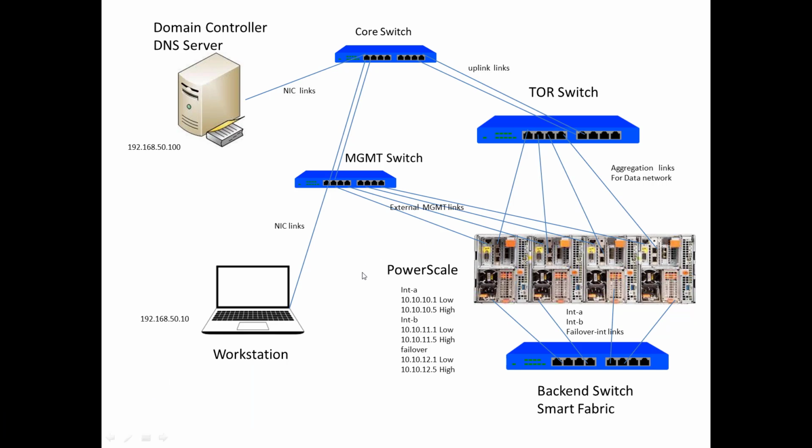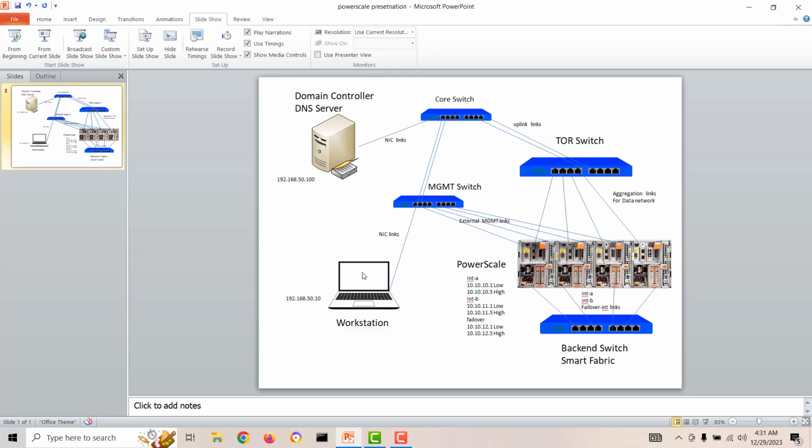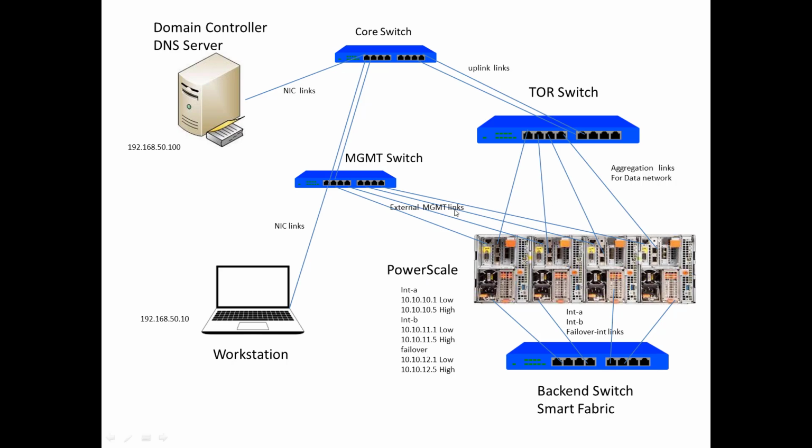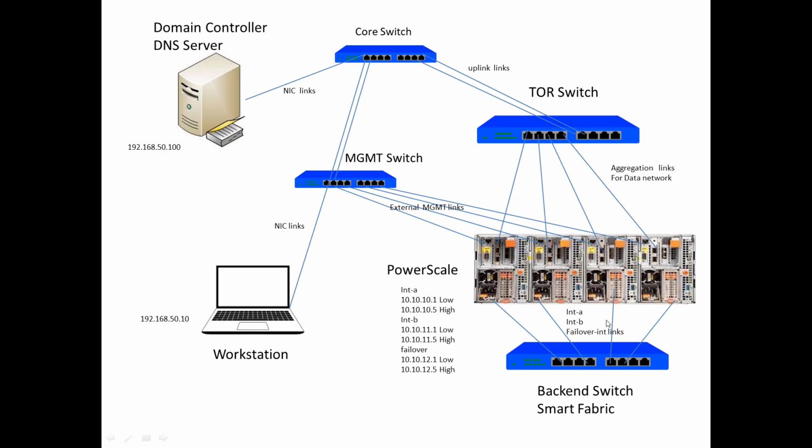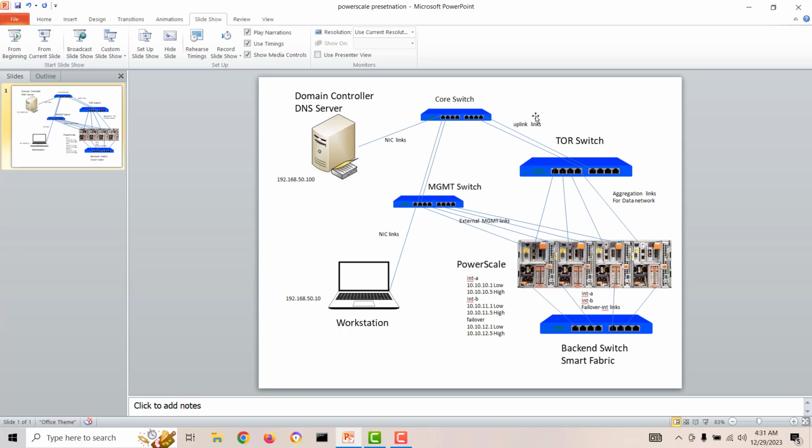So we will use VMware Workstation for this type of configuration. As of now we will have only one switch. We'll connect all our 3 interfaces. In this PowerScale, you require one external management side connection, and there are 3 backend connections, like internal A, internal B, and a failover link. Okay, so we'll go back into our workstation.